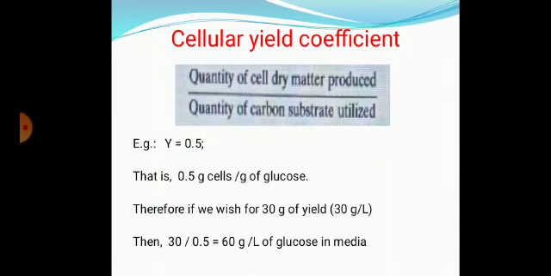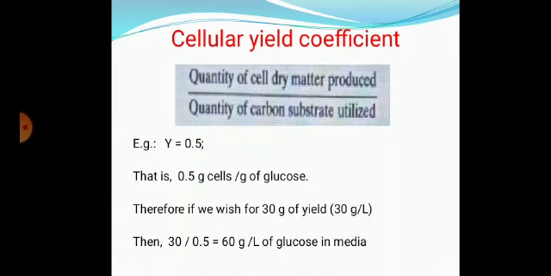You just observe the equation: the quantity of cell dry matter, that means how much biomass is formed, is divided by the amount of carbon utilized. That means cellular yield coefficient tells how much carbon is used by the microorganism, and equals that much biomass, that much growth of microorganisms. So just to make you understand this equation, below I have given one example.